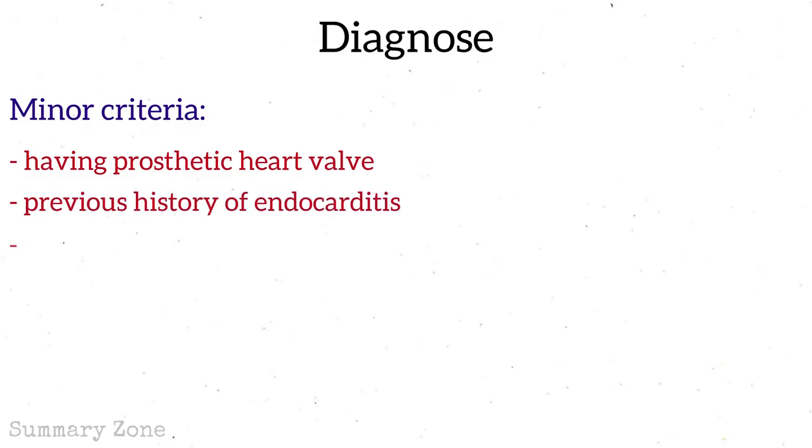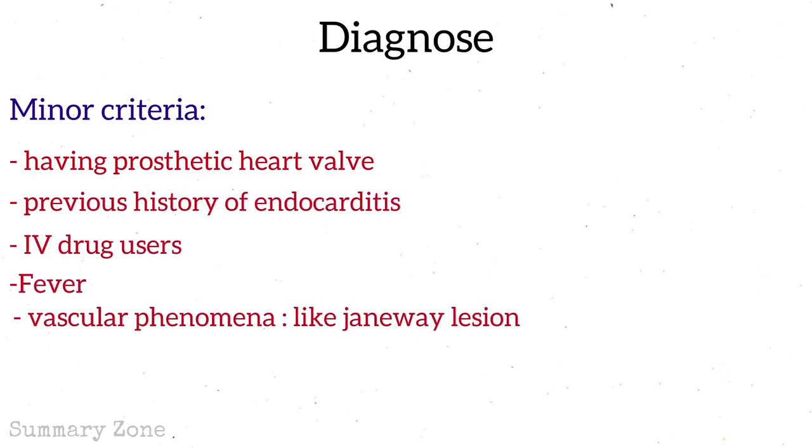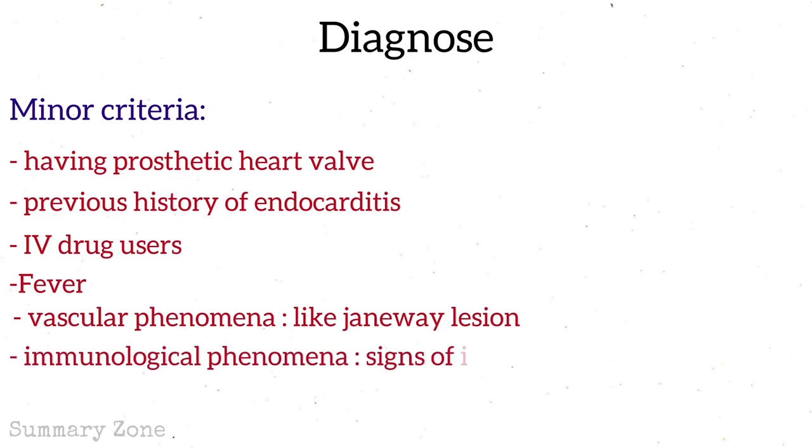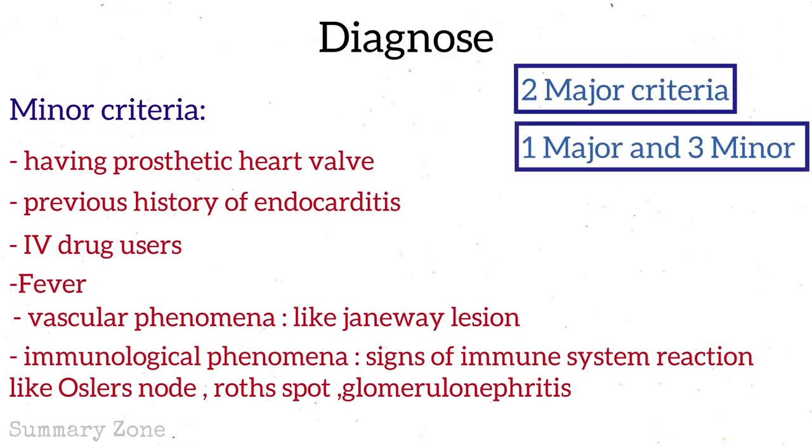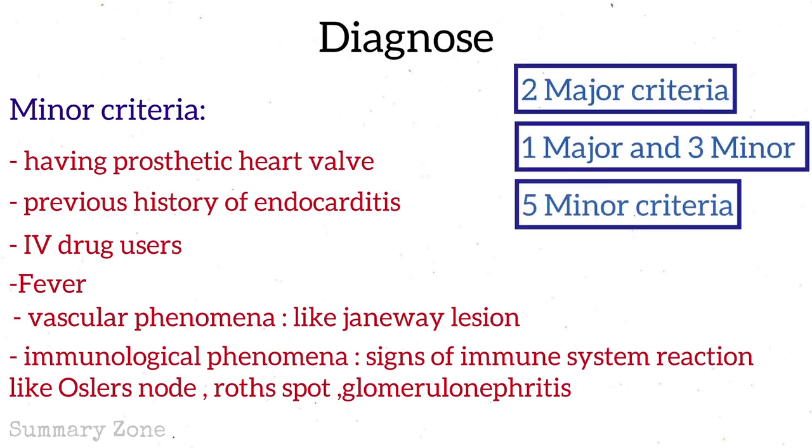Minor criteria. Having a prosthetic heart valve, previous history of endocarditis, IV drug use, fever, vascular phenomena like Janeway lesions, immunological phenomena, signs of immune system reaction like Osler's nodes, Roth spots, glomerulonephritis. How we make the diagnosis. A definitive diagnosis is typically made by having either 2 major criteria, or 1 major and 3 minor criteria, or 5 minor criteria.